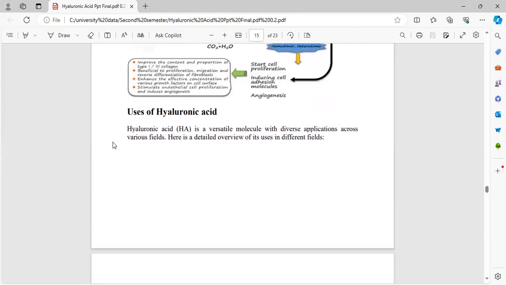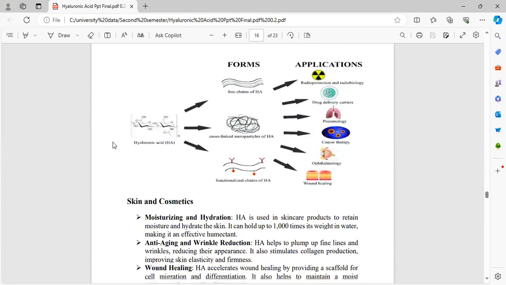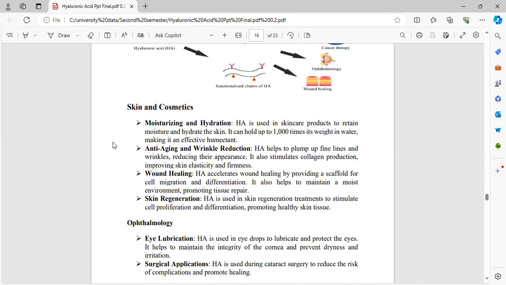Now I'll explain to you about uses of hyaluronic acid. Hyaluronic acid is a versatile molecule with diverse applications across various fields. Here is a detailed overview of its uses in different fields. Skin and cosmetics. First one is moisturizing and hydration.